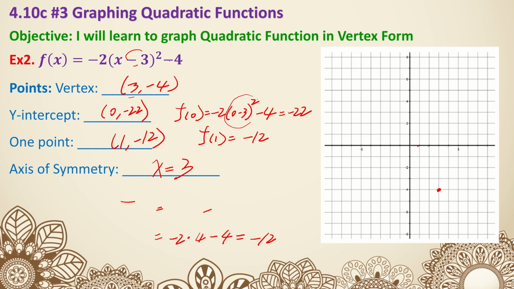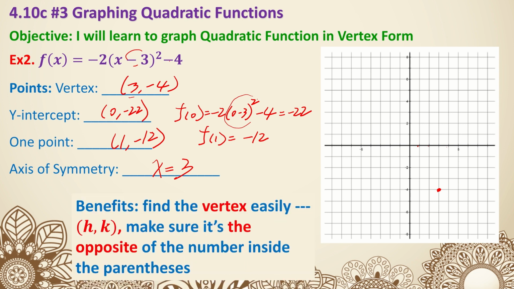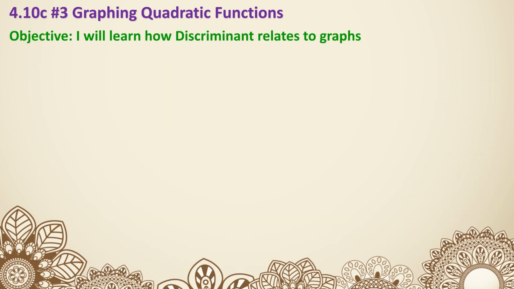And of course, with vertex form, it's the easiest to identify the vertex. And that's, of course, the first point we're always going to go for, h, comma, k. And make sure it's the opposite of the number inside the parentheses. And then y-intercept is also a very useful point. So we can find the y-intercept. Then based on the position of the vertex and y-intercept, we can find other points in between. That's graphing from vertex form.